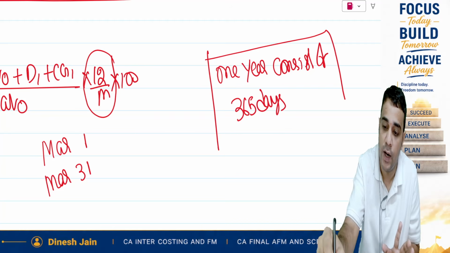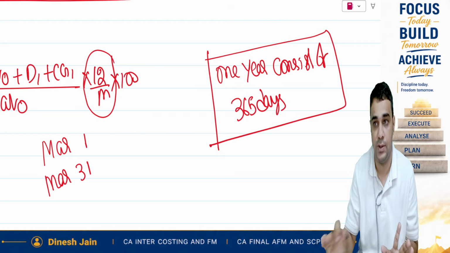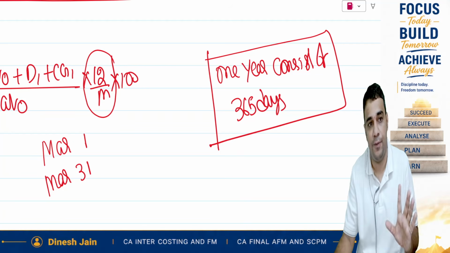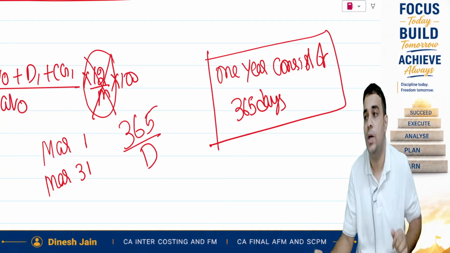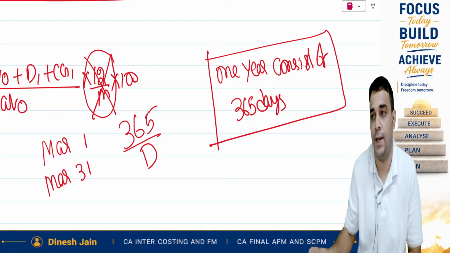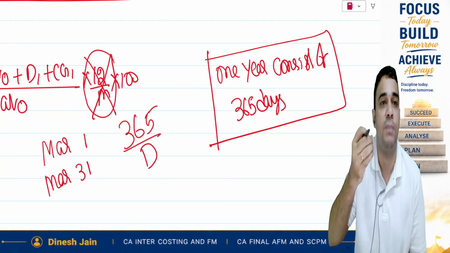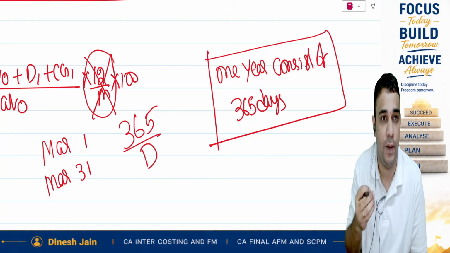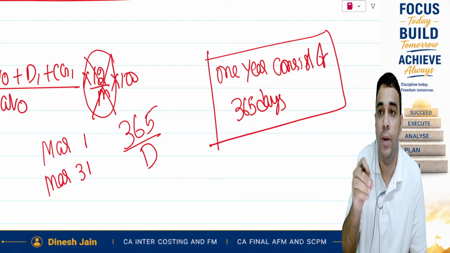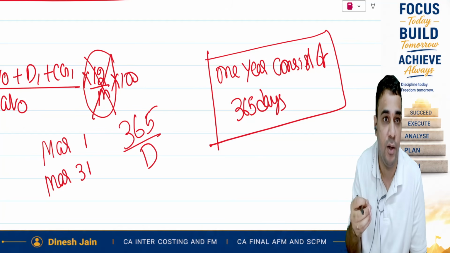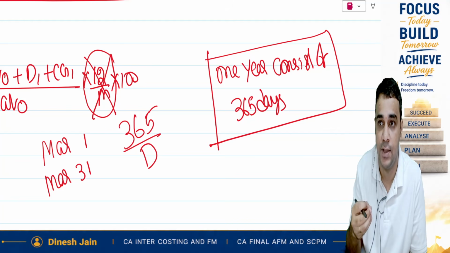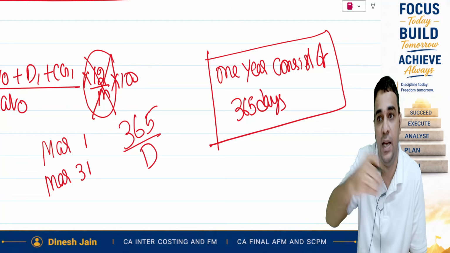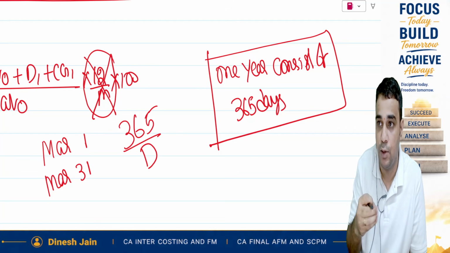Wherever this word is there in the problem, not in this chapter, anywhere in AFM, then you should not do 12 by M, you should do 365 by D. For example, I want to calculate 6-month interest. What you do? 6 by 12. But if this word is there, you may have to do 181 by 365, 182 by 365, or 184 by 365, 183 by 365, because how many days I don't know. I'll have to do the calculation.